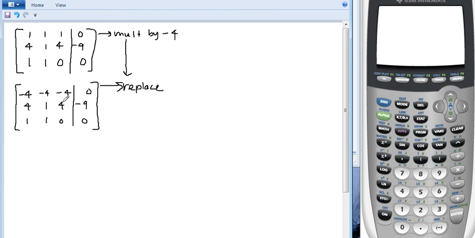Okay? Now I'm going to add these two rows, and I'm going to replace the second row with the sum. So I'm replacing this one. So I'm adding these two rows and I'm replacing. So I want to leave this one alone.